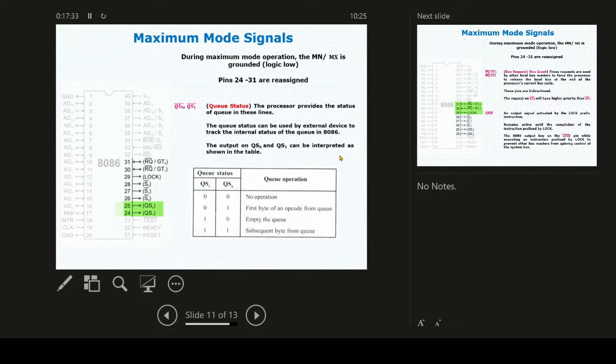If QS1 is 0 and QS0 is 0, both are 0, then the queue operation will not work. If QS1 is 0 and QS0 is 1, then the first byte of an output from the queue gets the first option. As I told, it's first in, first out, so the first will get the option. If QS1 is 1 and QS0 is 0, then the queue will empty itself. And if both are 1, then the subsequent byte from the queue will start working.